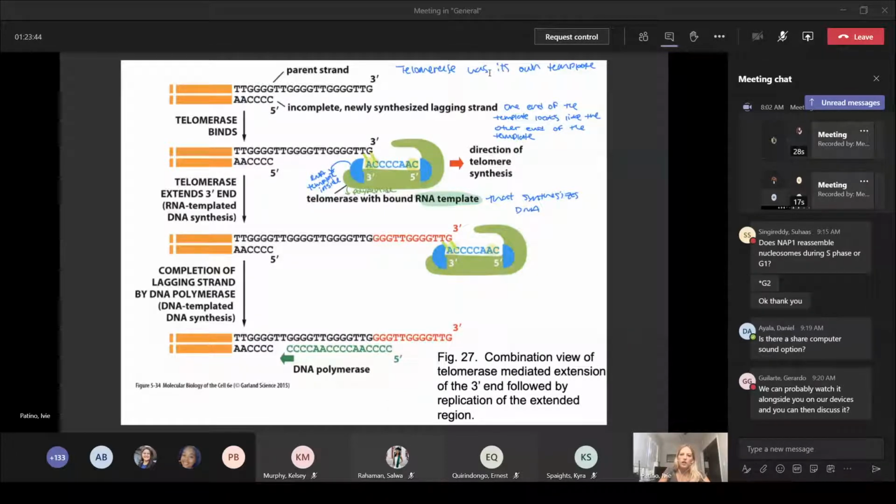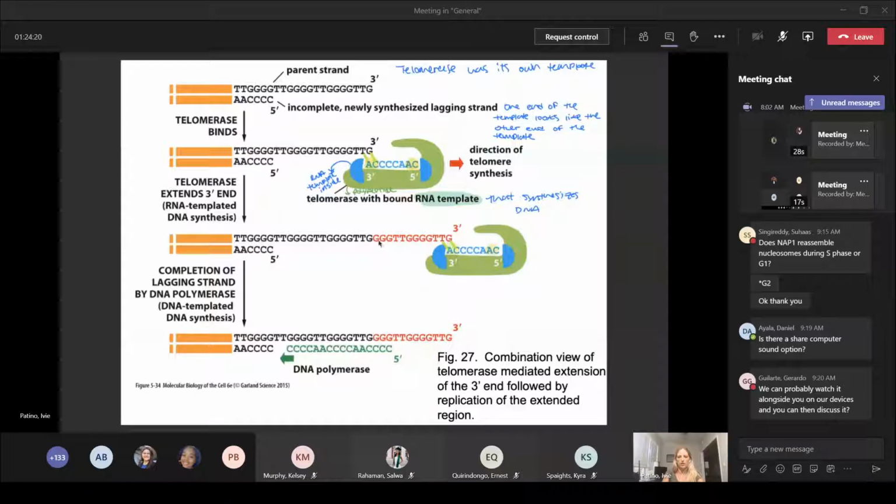So telomerase has its own template. That's how it's able to synthesize these junk DNA sequences. And it's an RNA template inside of this polypeptide. So this blue right here is its RNA template inside of this polypeptide. So one end of the template looks like the other end of the template. And that's how it's able to come up, match over here. Okay, here's my template. And then I'll synthesize some new DNA. So it's an RNA template that synthesizes DNA.